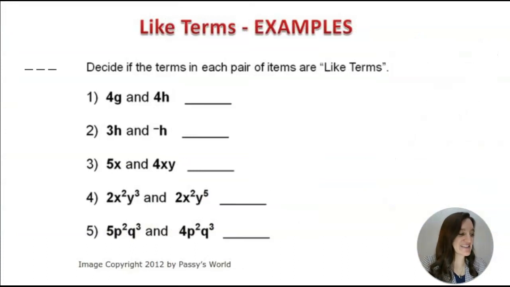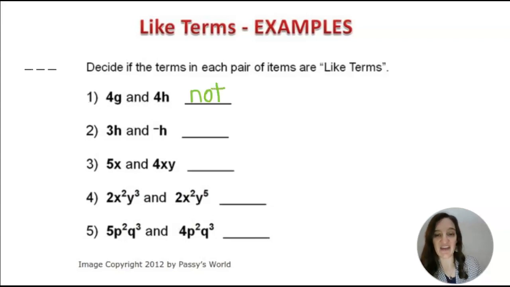All right, let's practice distinguishing whether terms are like terms or not like terms, okay? So this right off the bat is not like terms. They have the same first name, the same coefficient, but their variables are different. So they're not like terms. You have to have the same variable, the same last name. Now 3h and negative h, those are like terms because they both have the variable h.